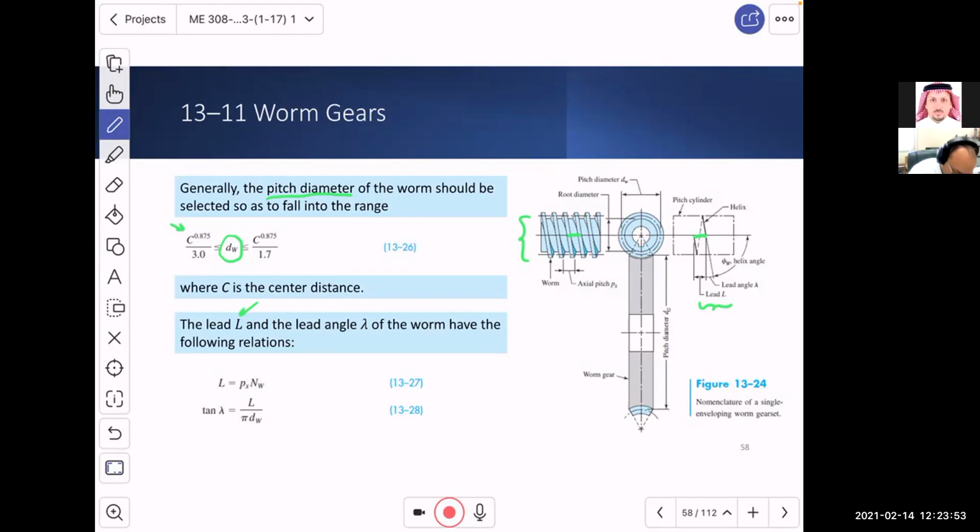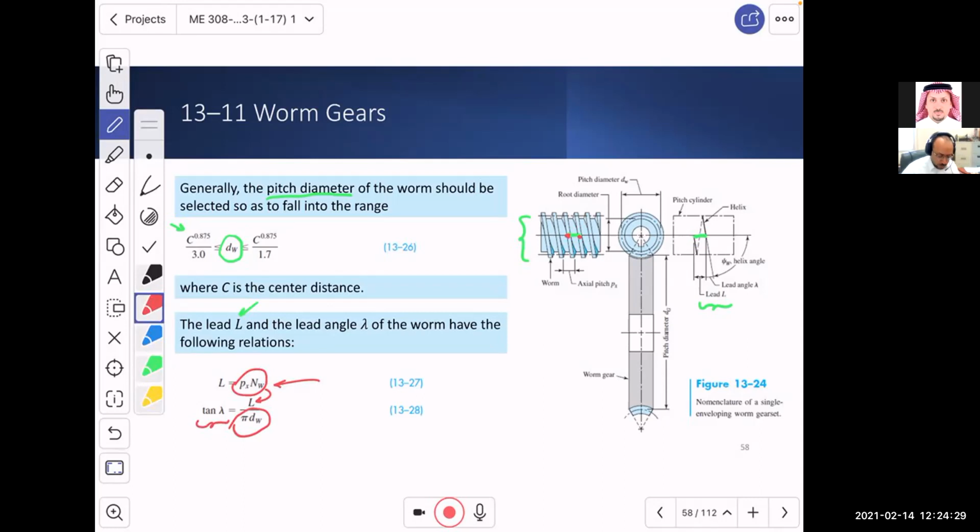So if you think that there is a point on the worm over there, then if you rotate the worm one rotation, the distance that point will travel in an axial direction is called the lead. The lead is px multiplied by nw, and then if we know the lead, we can use it to define the lead angle: tan lambda equals L divided by dw.